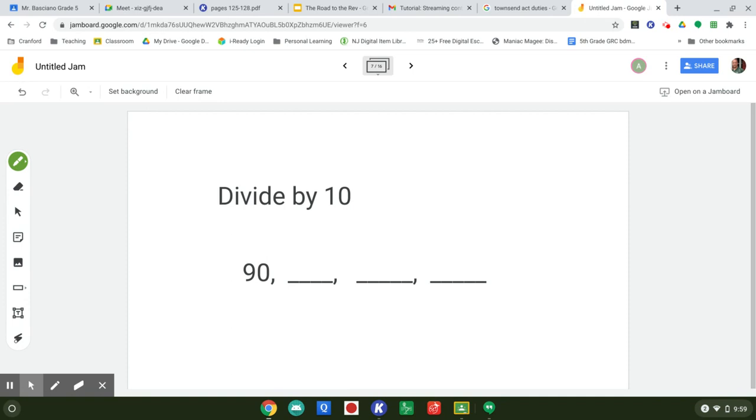If you divide it by 10, what would the pattern be? Same thing here. You're going to get 9, you're going to get 9/10, and then you're going to get 9/100.